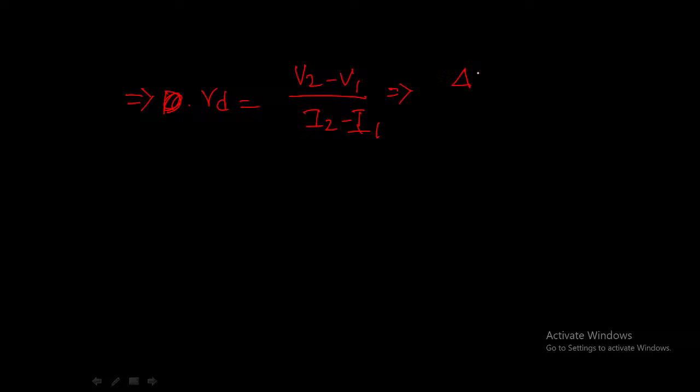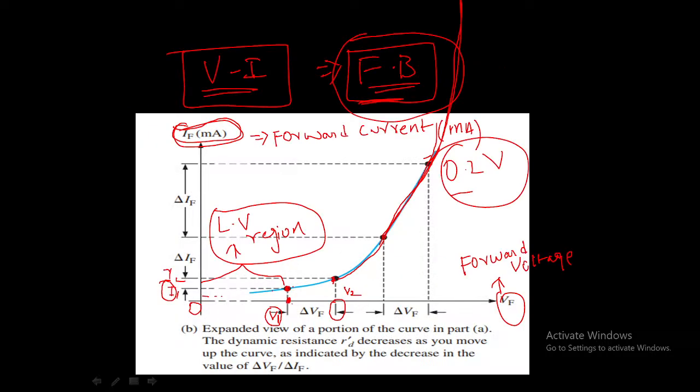Then how to calculate this dynamic resistance, or RD, which is nothing but V2 minus V1 divided by I2 minus I1, which is nothing but change in voltage by change in current. Okay, V2 minus V1 by I2 minus I1, delta V by delta I. So here from the graph you can observe the voltage is more.